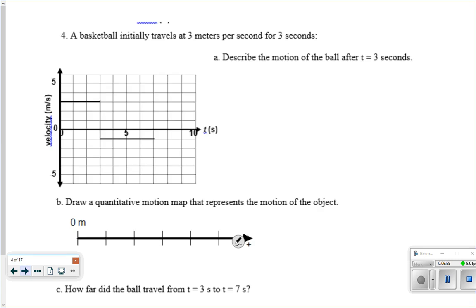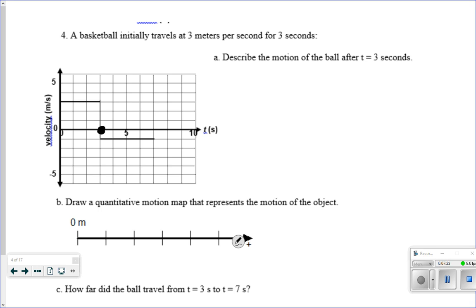Okay, on to this basketball question. Basketball travels at 3 meters per second for 3 seconds. Describe the motion of the ball after 3 seconds. Okay, so 3 seconds. 3 seconds takes me here. Okay, so originally the ball here is moving in the positive direction, which we could figure maybe to the right.